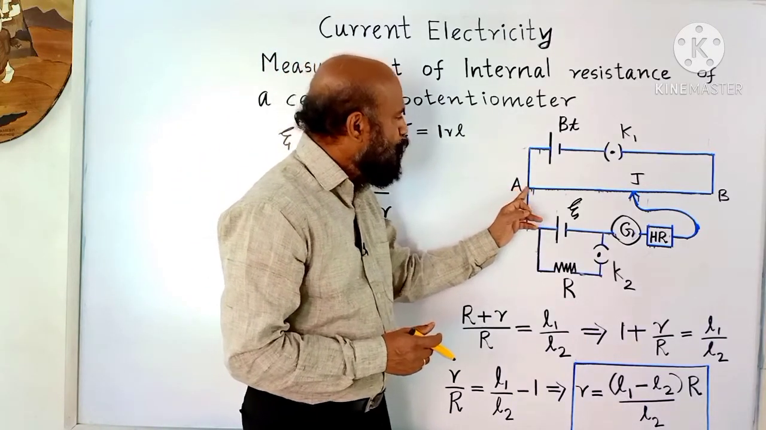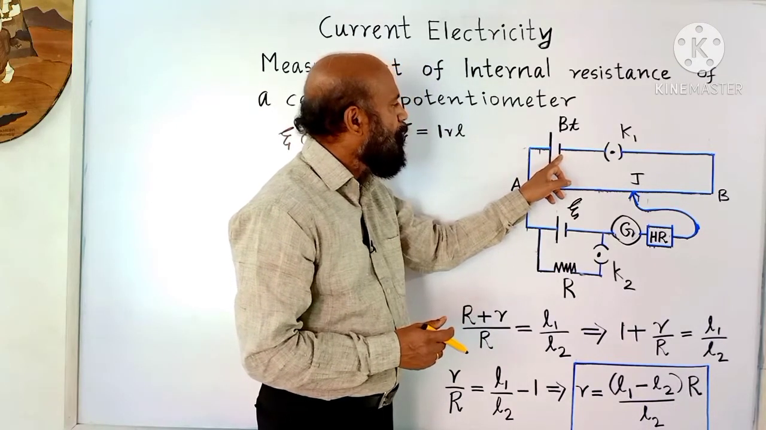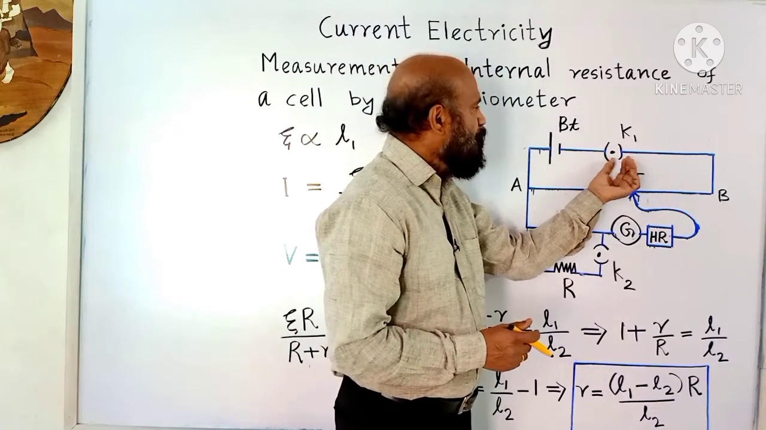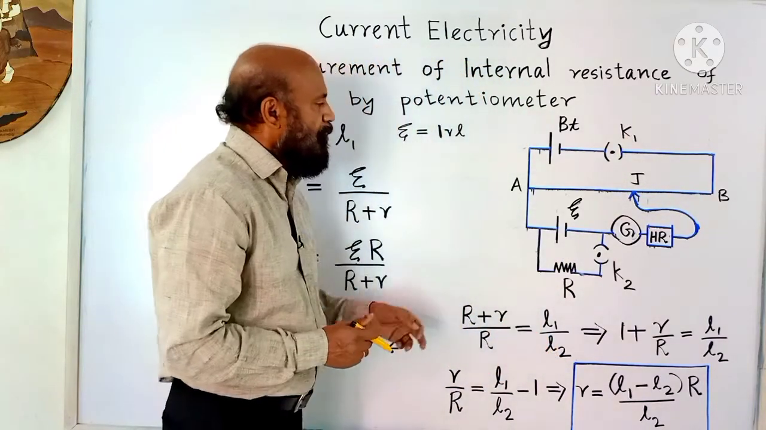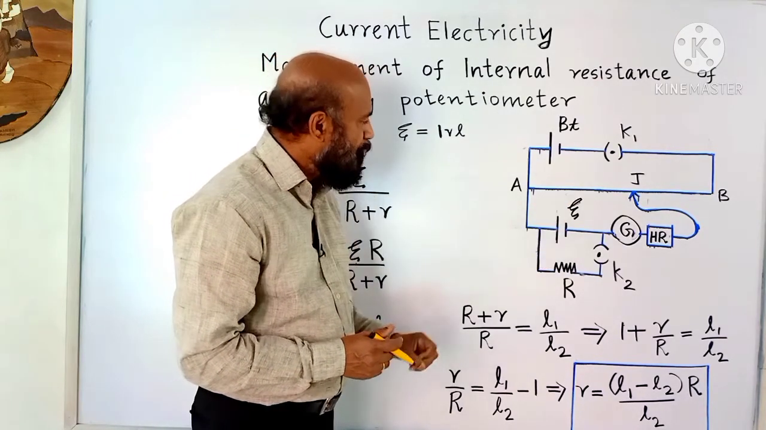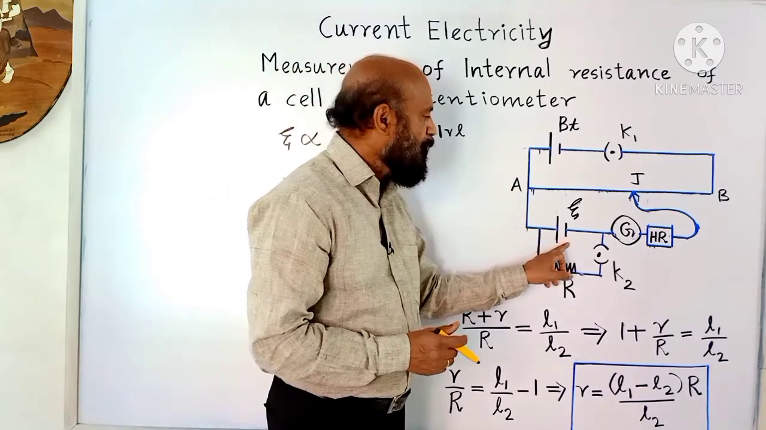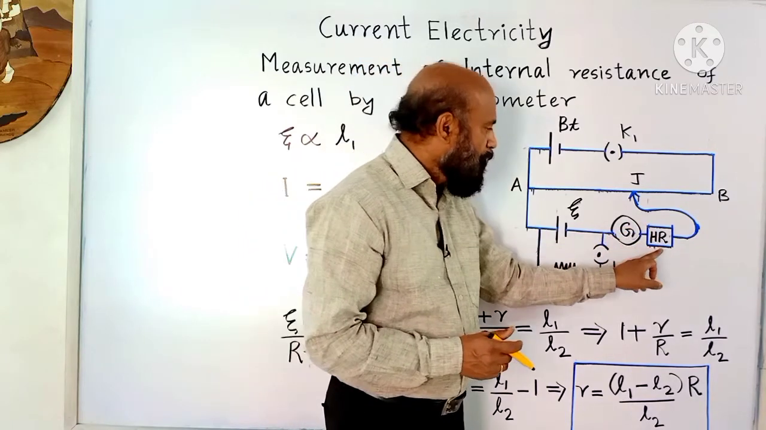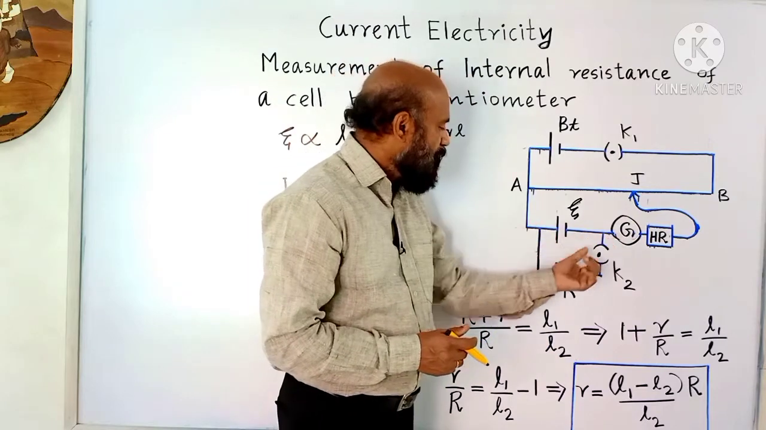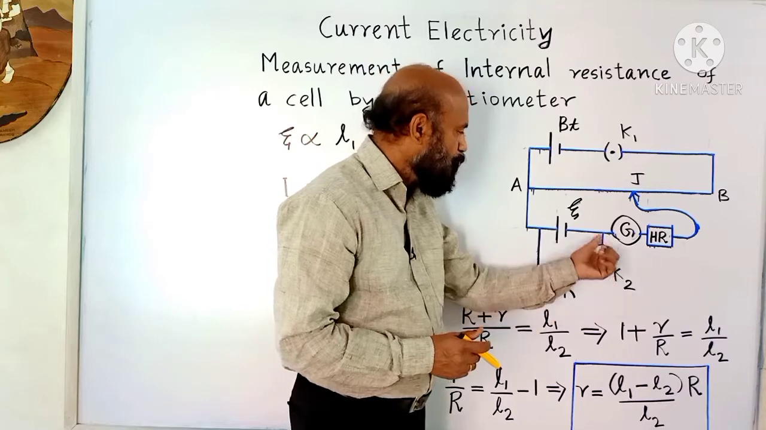End A of the potentiometer wire is connected to the positive terminal, and the negative of the battery is connected to the end B through a key K1. Then the positive terminal of the cell whose internal resistance is to be measured is connected to the end A. Negative terminal is connected to the galvanometer, then high resistance, then jockey. Across the cell, a resistance box is connected and a key K2.